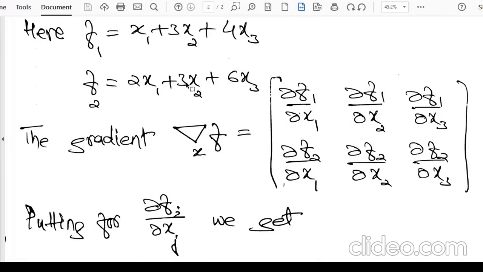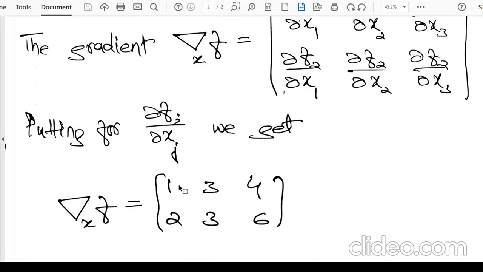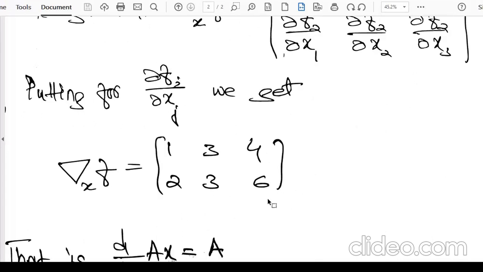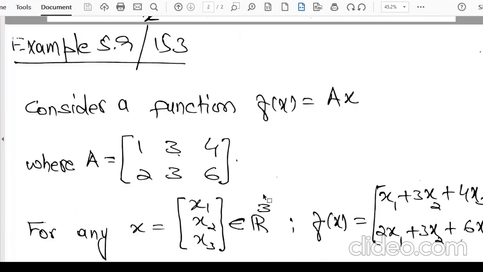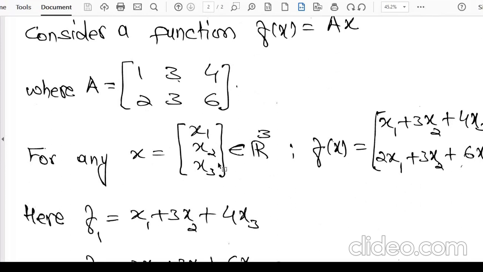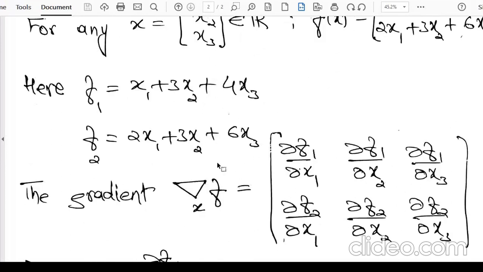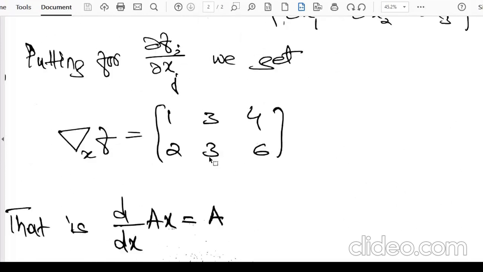Well, once you have calculated all of these values, plug them into this Jacobian, and you are going to get 1, 3, 4, 2, 3, 6. Isn't it the same matrix that we already have, which is 1, 3, 4, 2, 3, 6? And therefore, we are going to say that the gradient or the Jacobian of this multivariate vector valued function, which is Ax, is equal to A. So that was the answer to that particular example.